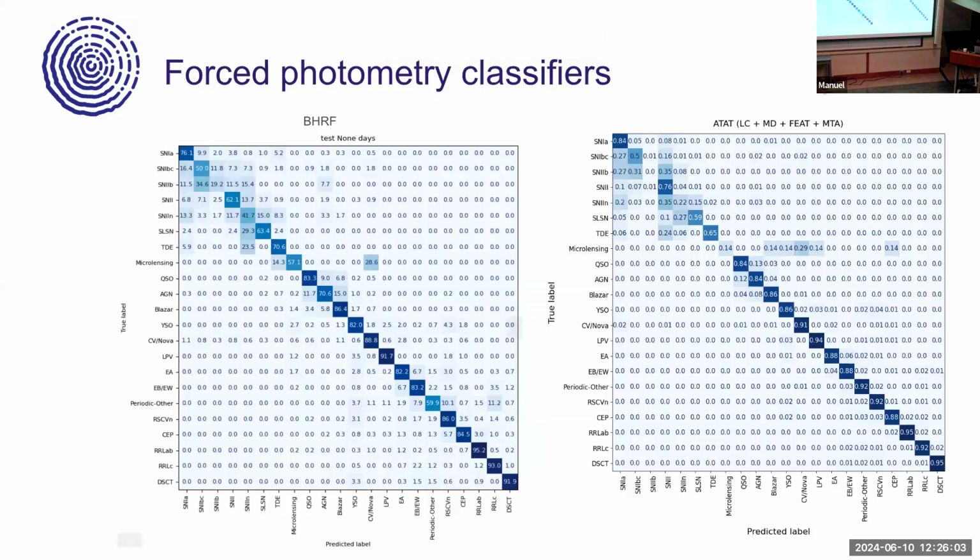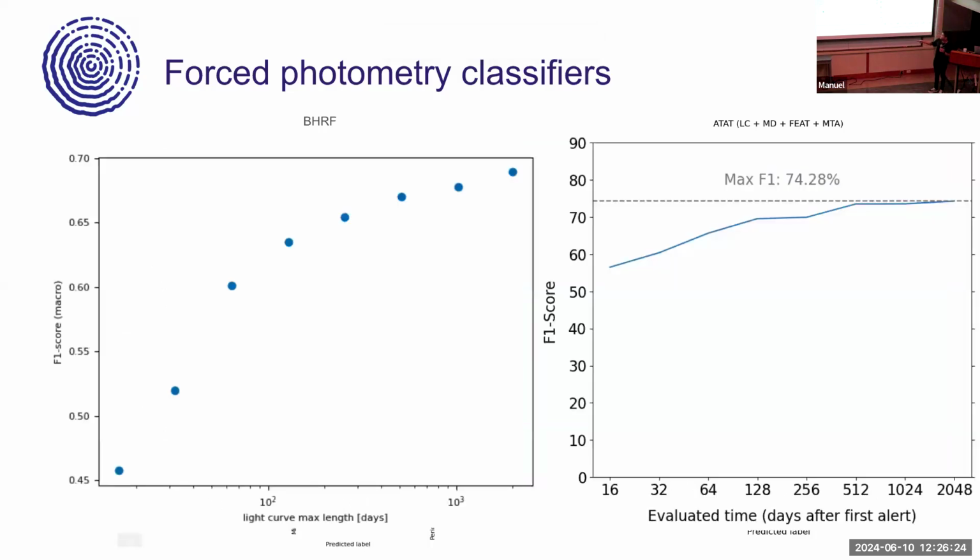Those are the main results for those classifiers. This is the balanced random forest classifier for forced photometry data, and this is the transformer classifier for forced photometry data. It's kind of difficult, because we have a lot of classes being classified in each of them, but in this plot it's easier to see the F1 score as a function of the length of the light curves, that is, the F1 score as a function of the days after the alert is triggered.